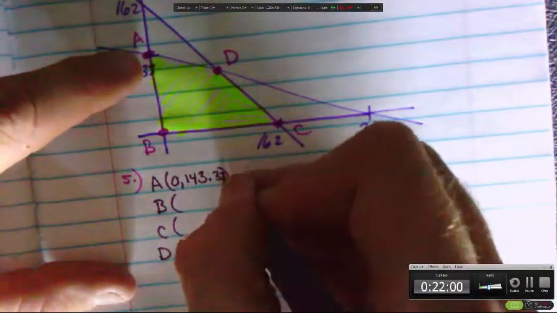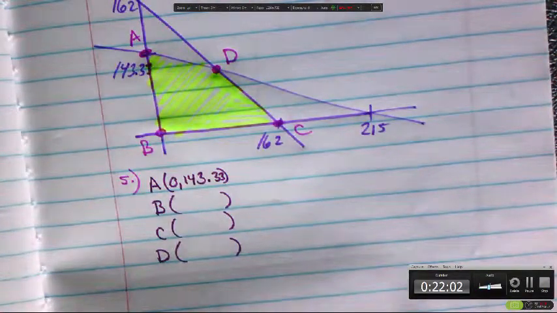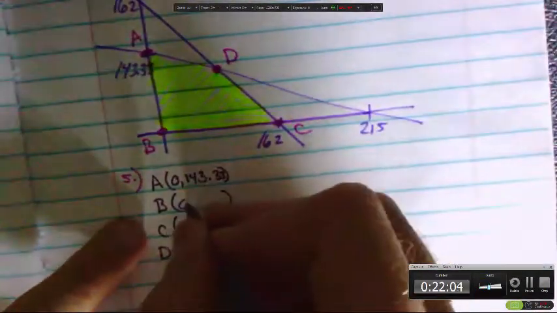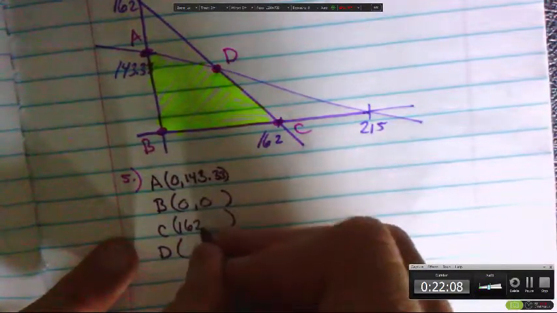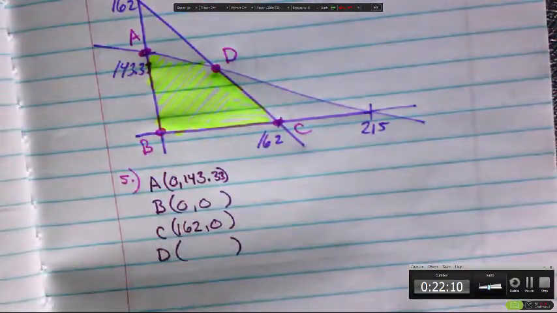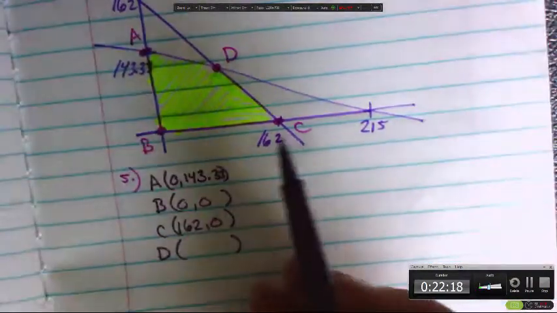0 and 143 and 1/3. B we know is 0, 0, and C is 162, 0. D has to be calculated. We've definitely not drawn this picture to scale.